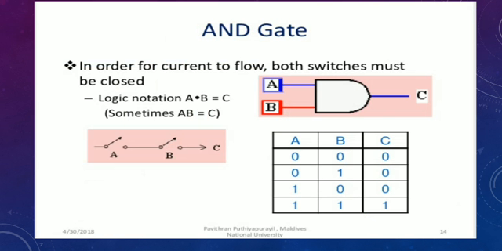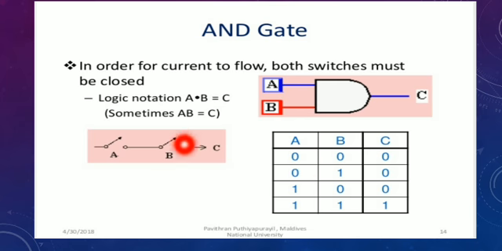And next, the AND gate. See, AND gate, A dot B. What is the formula? A dot B. Two inputs, only one output. And this is the switching diagram. Both switches are open. Is there any current flow? There is no output. That's why both are 0, it gives 0.